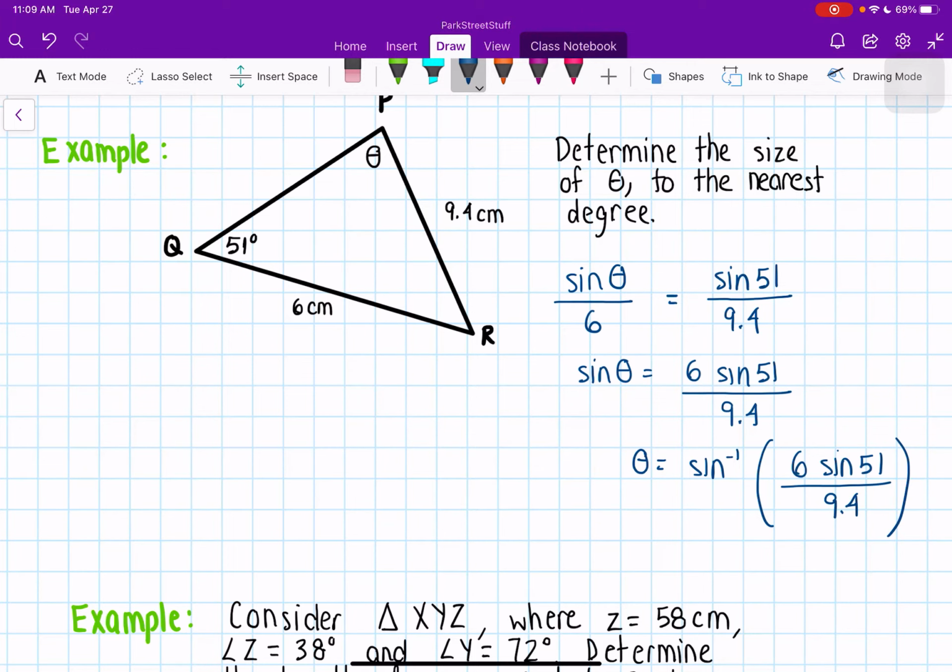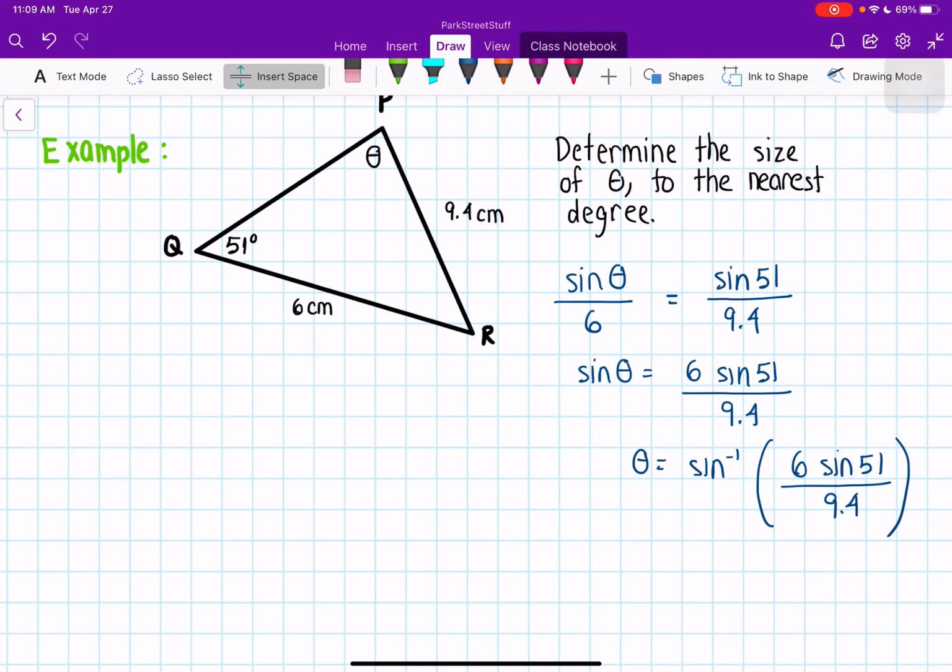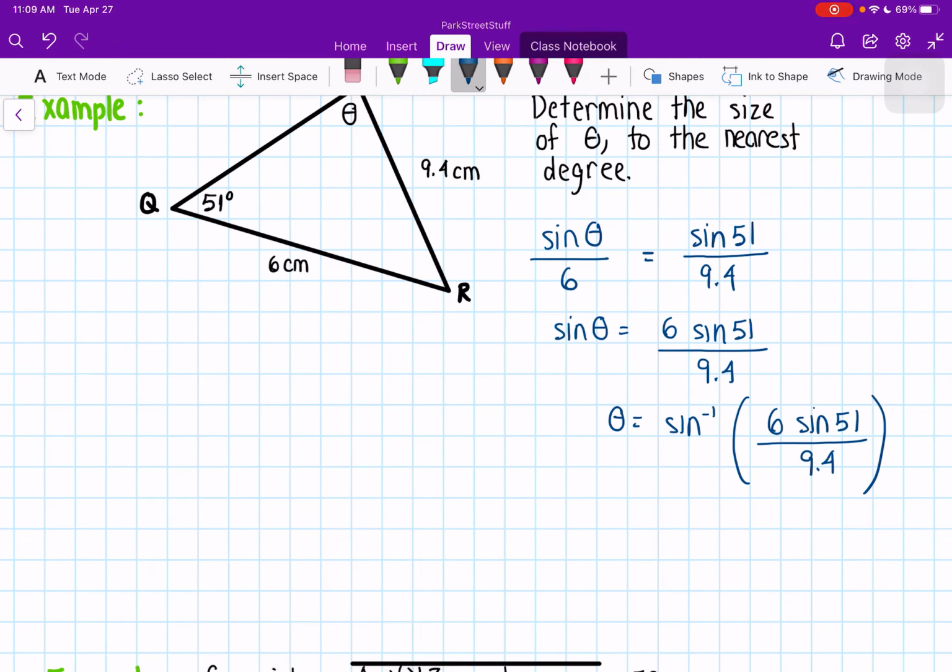And now what we need to do is pull out our calculators and work this out. So remember, your inverse sine will be above your sine key. So you're going to either second function or shift, and then you'll get your inverse sine. And then we go 6 times sine of 51, all divided by 9.4. And that will give us 29.7, but remember our question is saying nearest degree, so that will round to 30 degrees. So we're going to approximate that as 30 degrees.